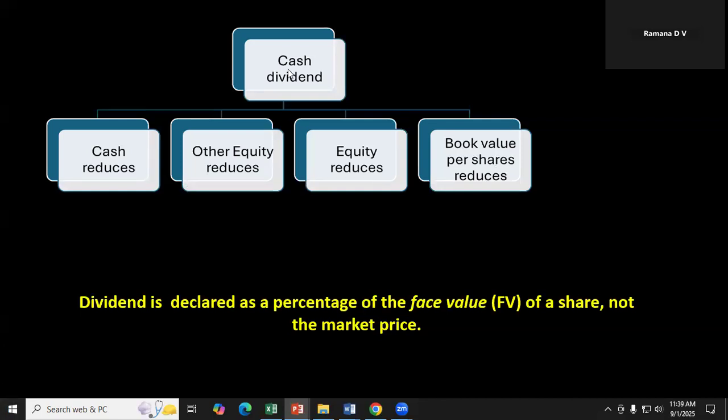And whenever a company declares dividend, the default interpretation is that it is as a percentage of the face value, not as a percentage of the market value. The rate of dividend is always shown as a percentage of the face value, not as a percentage of the market value. That will become dividend yield.